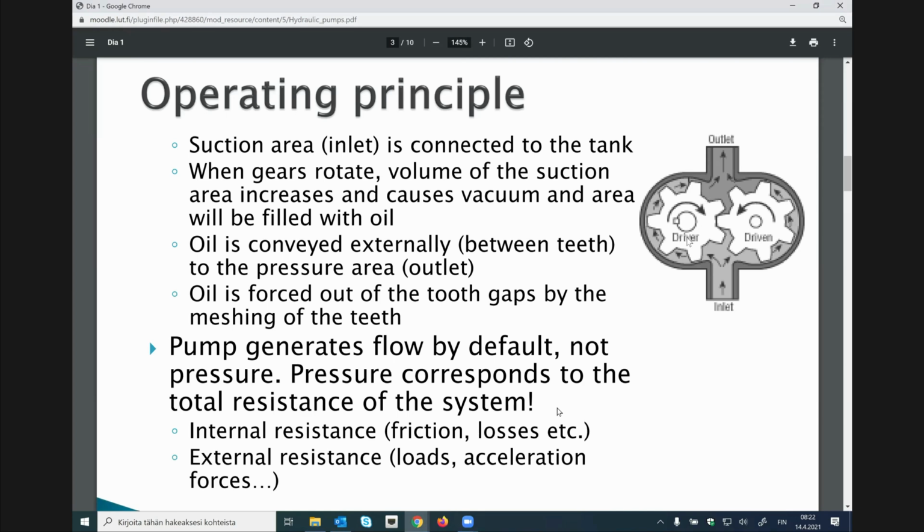Now, when I talked in the previous slide about the volume of a hydraulic pump, it means how many liters or how many cubic centimeters of oil are transported from one side to the other side when you spin one full round.